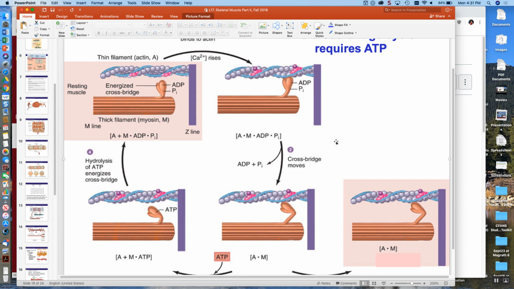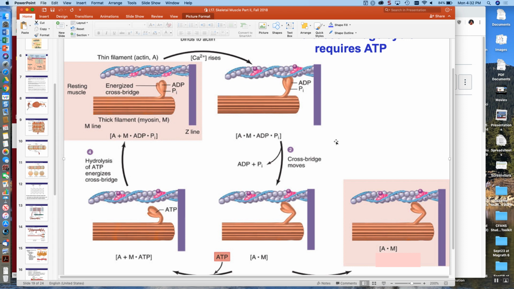Let's just review for a minute. Dihydropyridine receptors sense the action potentials coming down the T tubules. The dihydropyridine receptors are physically interacting with the ryanodine receptors. It opens up the ryanodine receptors, calcium floods into the intracellular space, and binds to troponin C. There's a conformational change, moving the tropomyosin out of the way, allowing actin and myosin to now interact with each other. Now cross-bridge cycling can occur.